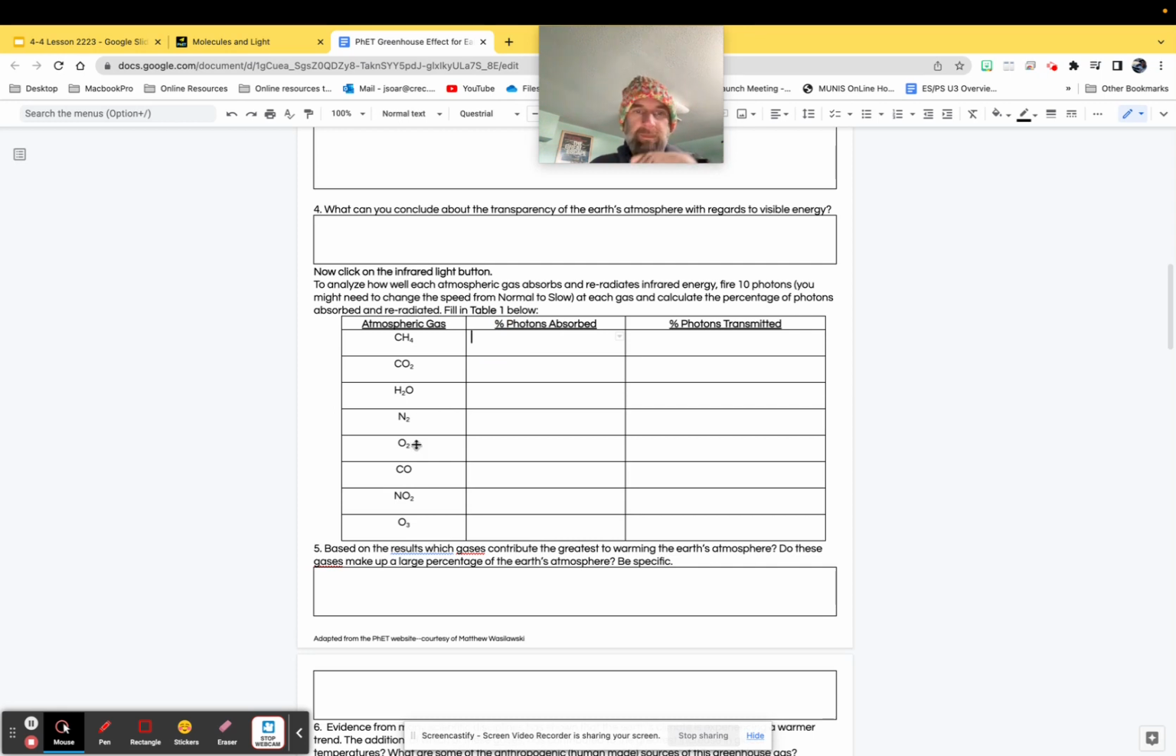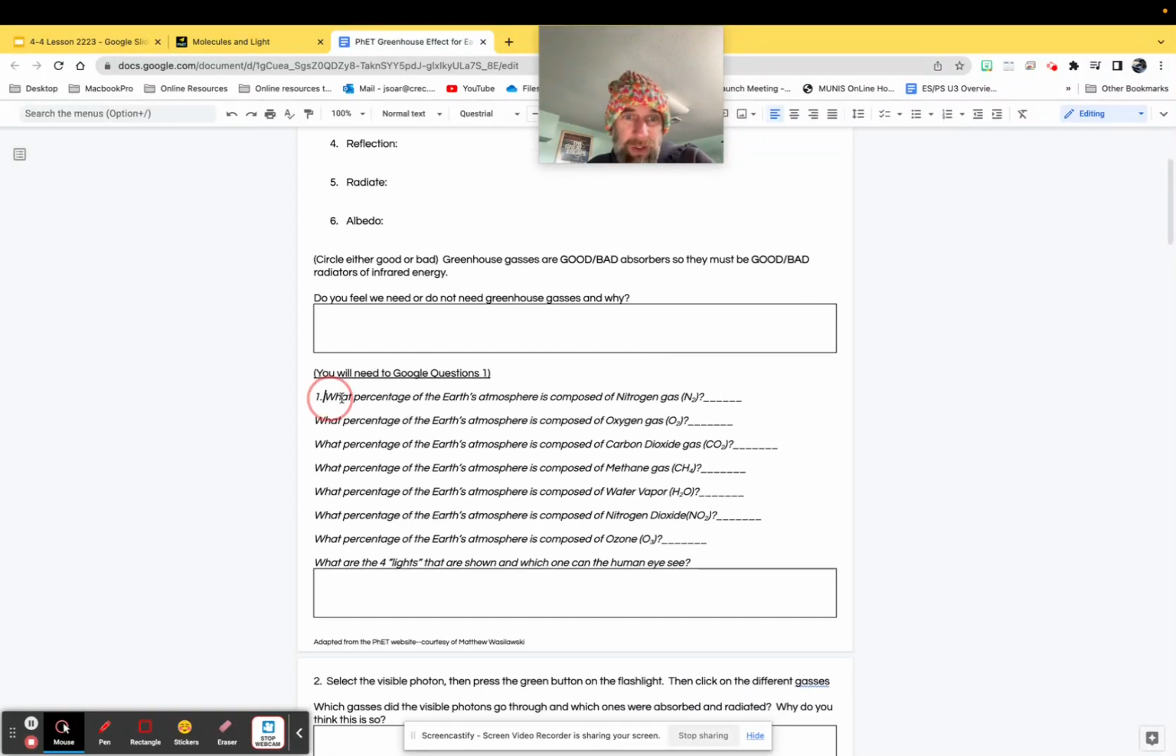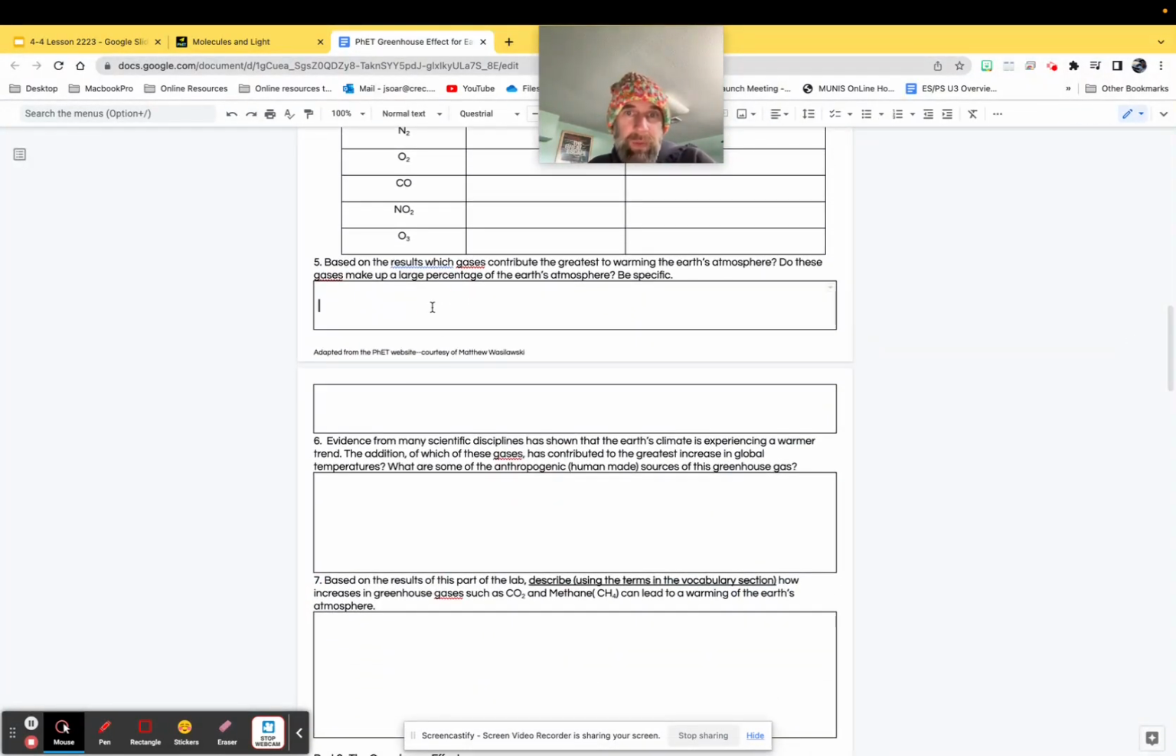Based on the results, which gases contribute the greatest to warming the Earth's atmosphere? Do these gases make up a large percentage of the Earth's atmosphere? Be specific. So what you have to do is go through here and look at the ones that absorb the most percentage-wise. Those are the ones that contribute the greatest to the warming of the Earth's atmosphere. As far as whether they make up a big percentage, that's where you go back to this and take a look at these. All right. So that's for that question.